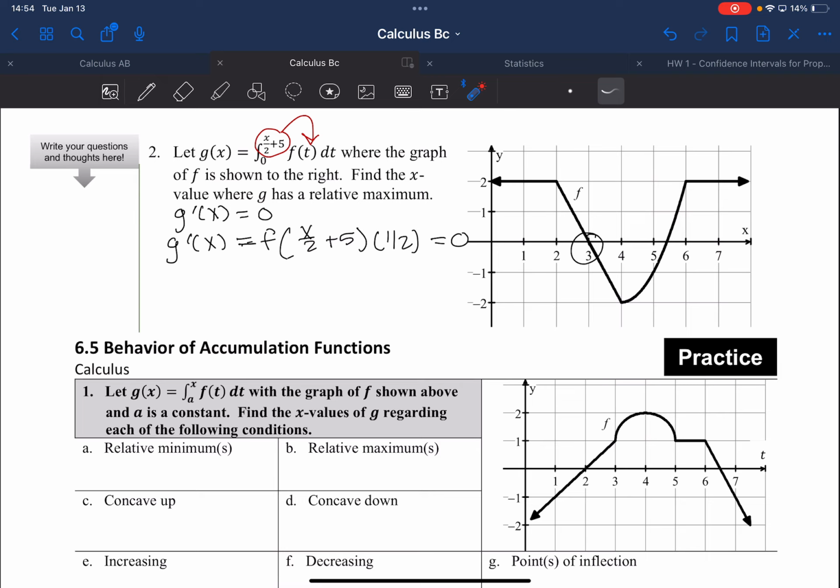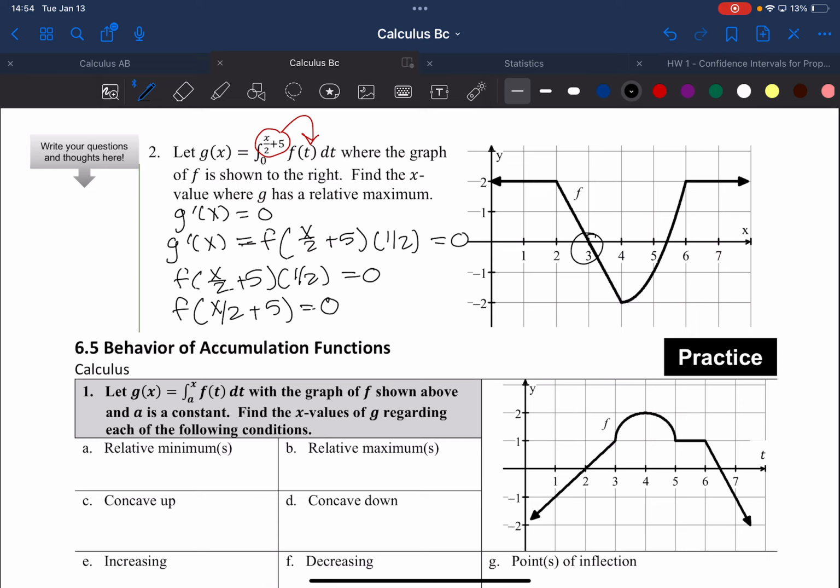So for now, I'm going to take this part, f of x over 2 plus 5 times 1/2, and set that equal to 0, which means I would have to divide both sides by what to get the function by itself? By 1/2, which means what happens to the 1/2? It cancels out. So then we have the function of x over 2 plus 5 is equal to 0.